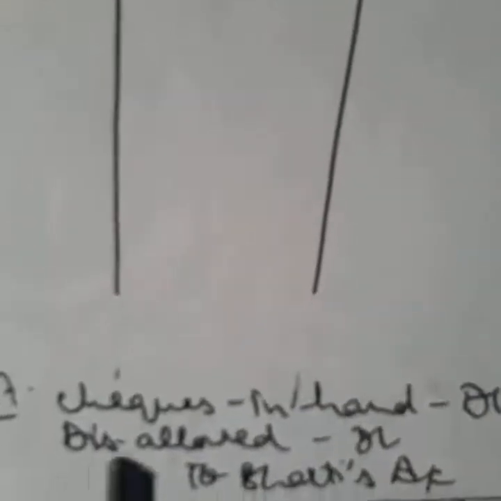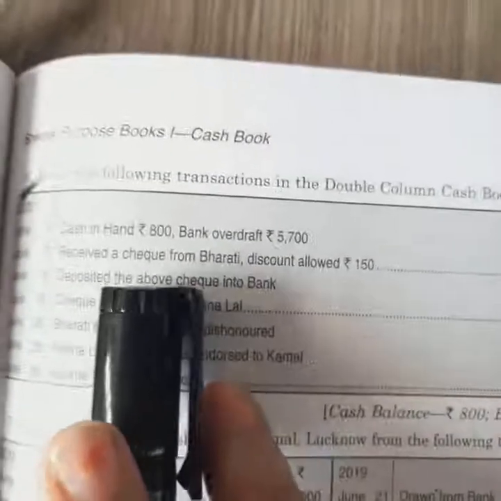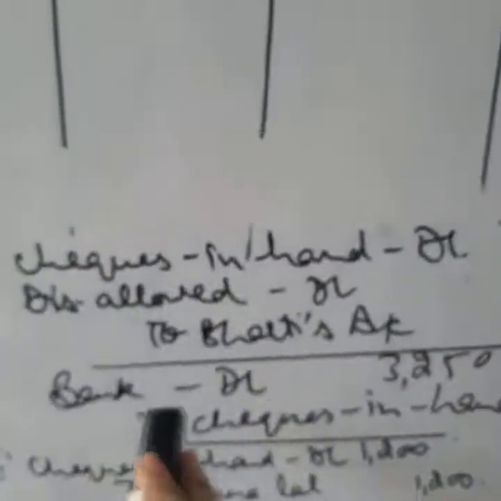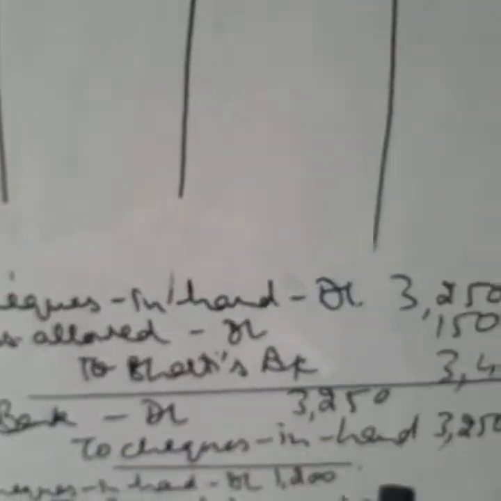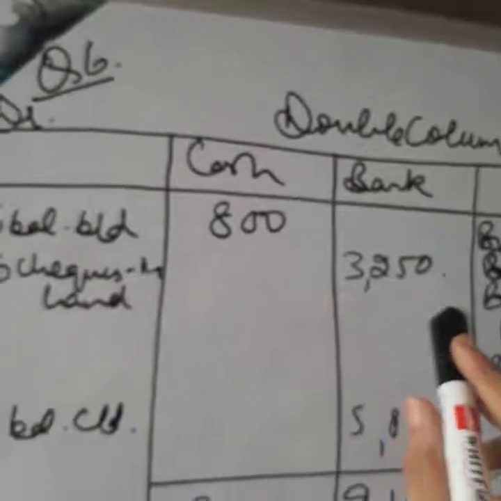Rather it will be shown in the working notes like this entry only. Next, when this check is deposited in the bank on June 9th, then the entry will be bank account debited, as bank balance has increased, 2 checks in hand with the amount of the check. So bank is being debited, we'll go to the debit side of bank, we'll write 2 checks in hand 3250.